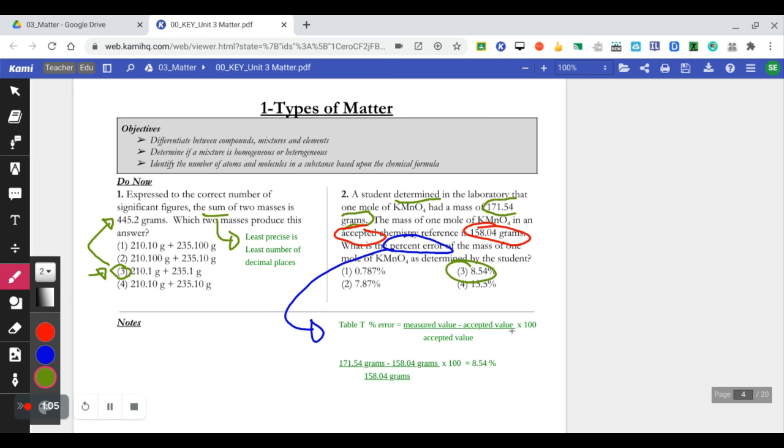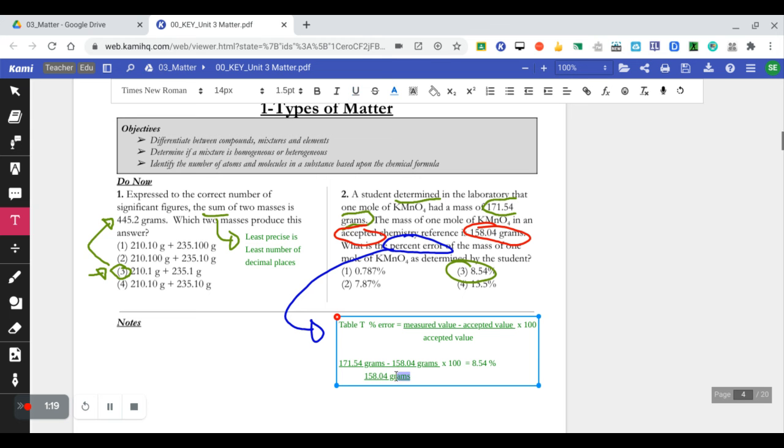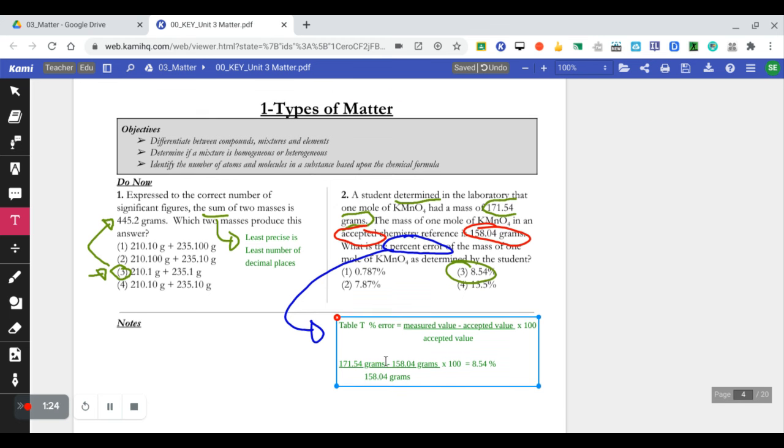From Table T, I have this formula. The accepted value is 158.04 grams. So I'll take 171.54 minus 158.04 and divide that by 158.04 grams. And then multiply that whole thing times 100. So when you do that math, you'll get 8.54%.